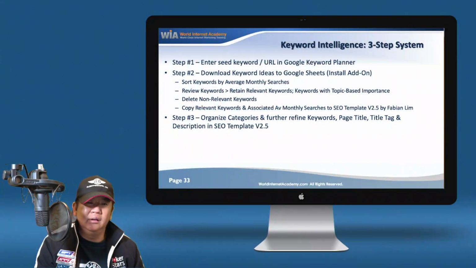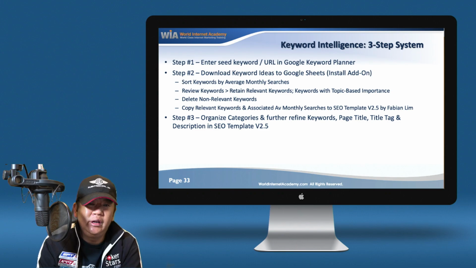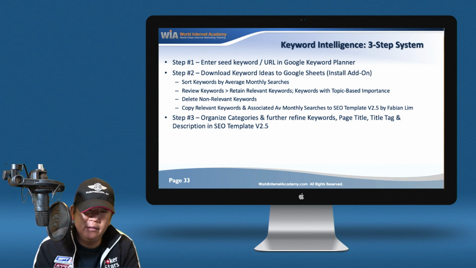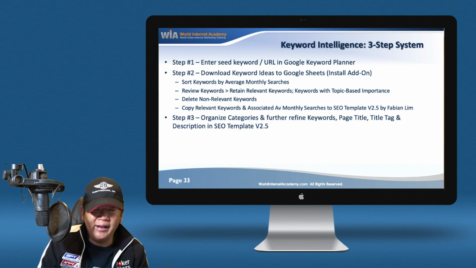The next step is basically step 3, and of course we're going to assume that step 2 is already complete, where I've done my initial sorting of keywords and deleted the non-relevant keywords. Right now I'm just going to copy the relevant keywords and the volume, and I just want to prepare my template because I need to copy the keywords and volume somewhere, and step 3 tells us where that somewhere is.